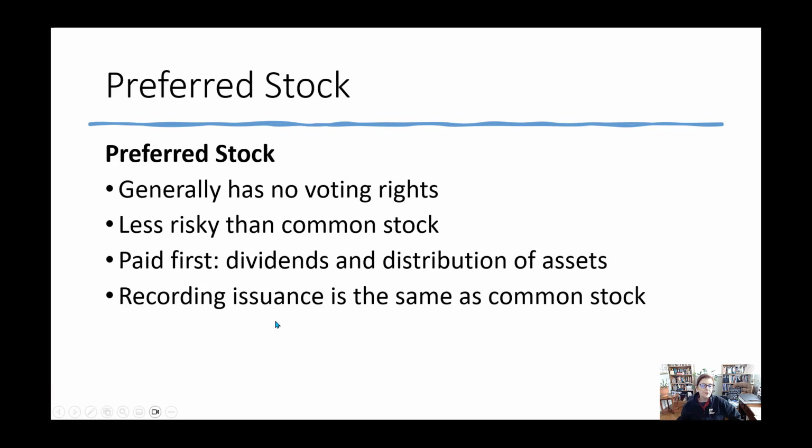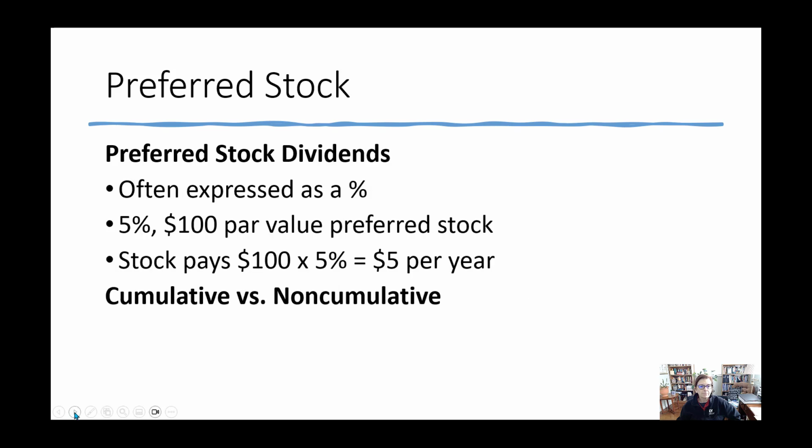And remember I mentioned that recording the issuance is the same as common stock, only instead of crediting common stock, you credit preferred stock. Now, preferred stock dividends are often expressed as a percentage of the par value. So, for example, 5% $100 par value preferred stock pays, take your $100 par, multiply by 5%, $5 per year per share. Okay, so the 5% tells you it pays 5% of the par value per year.